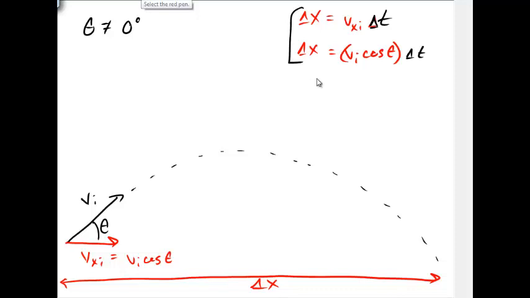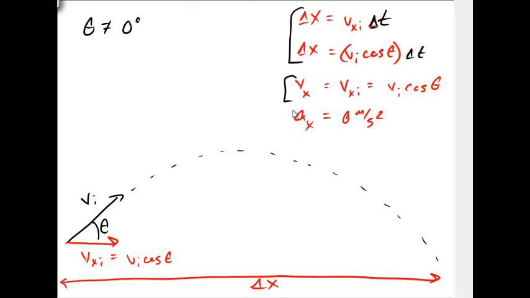Next thing: the horizontal velocity Vx is always equal to the initial x velocity, specifically Vi cos theta. And just like in the zero degree launch angle case, is there a horizontal acceleration? No. It's just going the same speed in the horizontal. So yes, our equations got a little more complicated because of some trig, but no, this is not impossible.